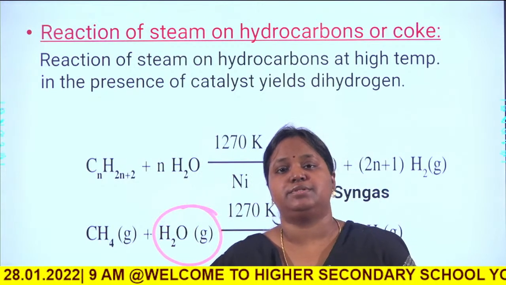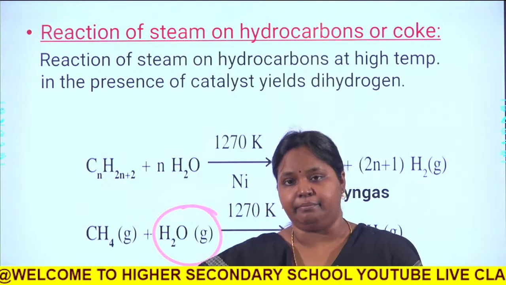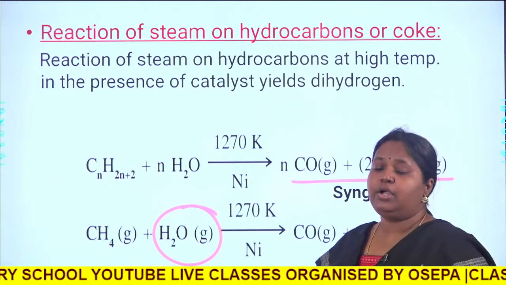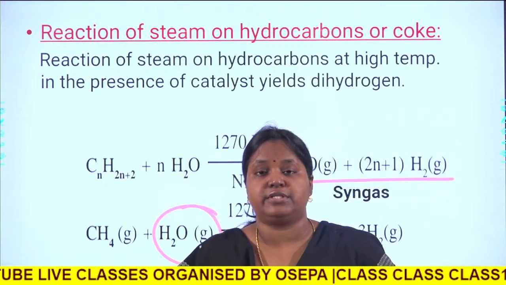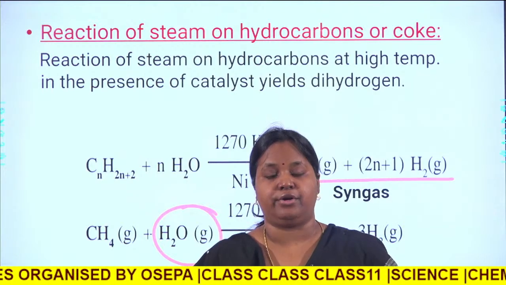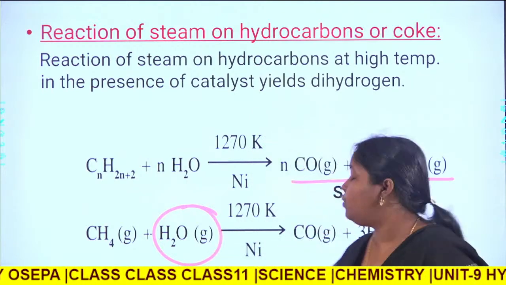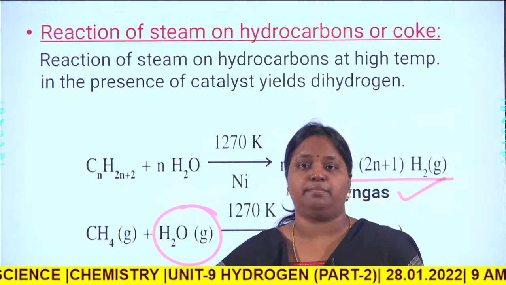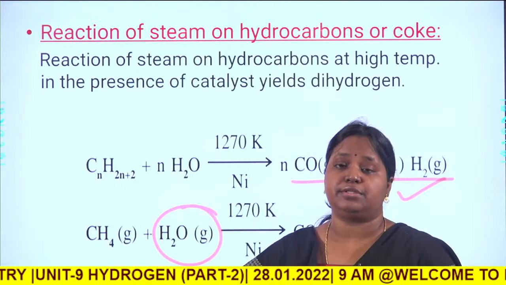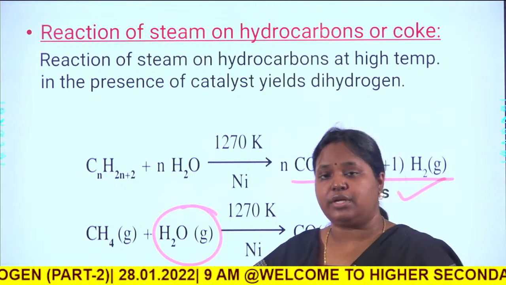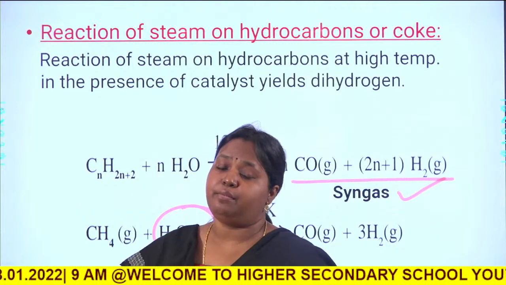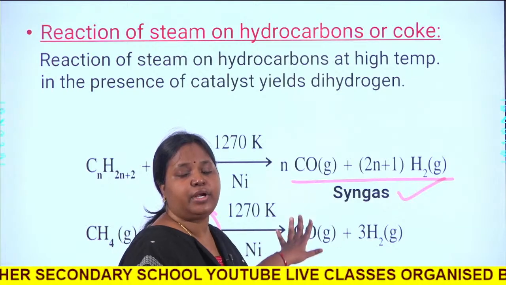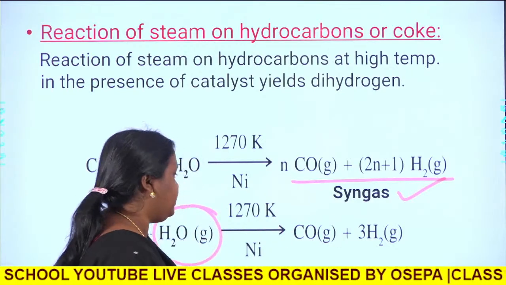So hydrocarbons, when they react with steam at a very high temperature, give carbon monoxide and hydrogen. Remember this term: a mixture of carbon monoxide and hydrogen is called syngas. Why? Because it is used in the synthesis of methanol and many other hydrocarbons. This is asked in entrance exams in many ways: what is syngas. So this is an important question. Do remember this.